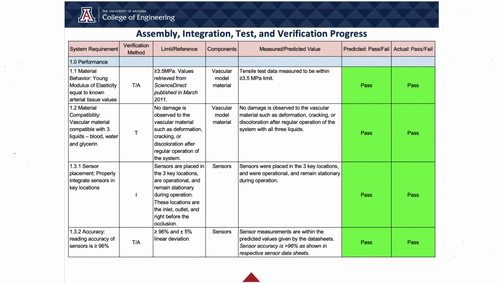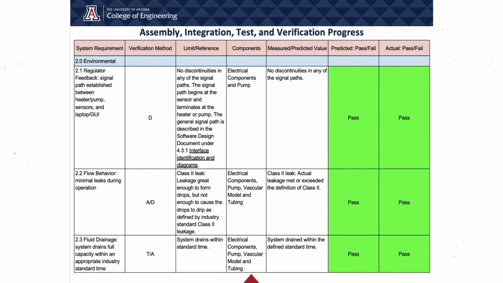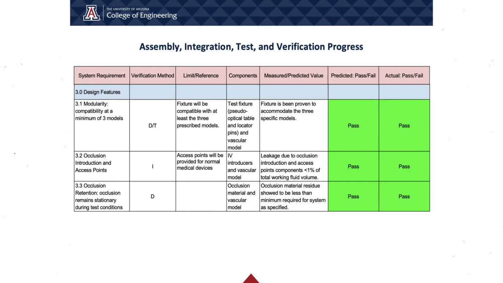We have split the system requirements into sections, starting with the performance requirements, for which the material's behavior was analyzed by performing a tensile test and an absorption test. Moreover, the reading accuracy of the integrated sensors was tested to be greater than or equal to 96%. Continuing with the environmental requirements, it was proved that the flow behavior is continuous with minimal leaks. Proceeding with the design requirements, it was proved that our design meets the modularity and compatibility for different modules.